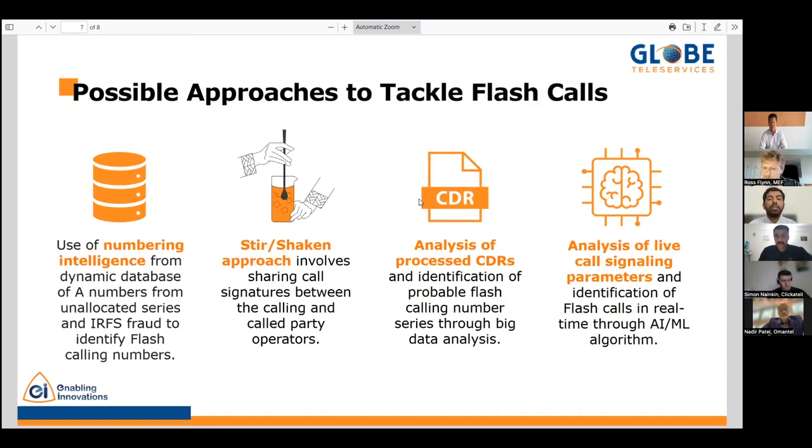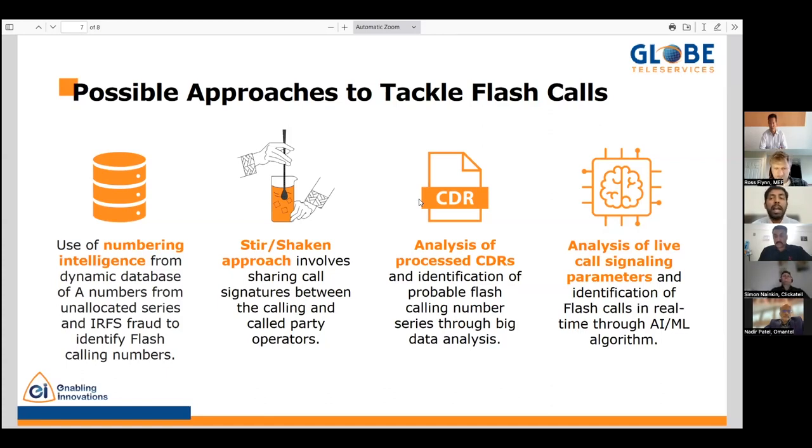Thirdly, of course, there is post facto analysis. Again, as the name suggests, it is not effective for immediate identification and blocking of flash calls. This is the analysis of processed CDRs, which can also be a mechanism of figuring out that, okay, within an operator's network within a month, so many percent of missed call CDRs are being generated, and based on the duration of the missed call, often it can be brought out that this is possibly the number of flash calls which are there.